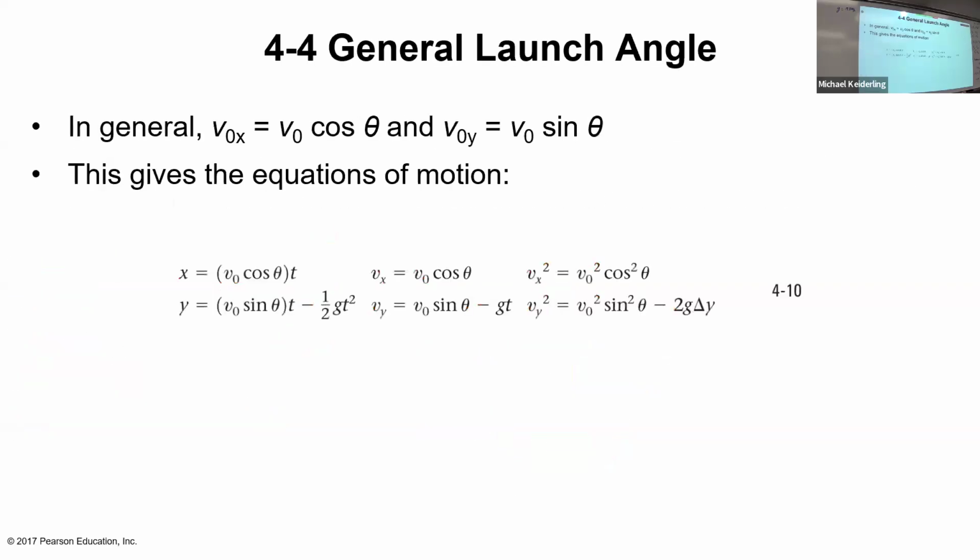Okay. So let's move on to a general launch angle. So we did 0 launch angle. For a general launch angle, v naught x will equal v naught cosine theta, and v naught y will equal v naught sine theta. So you get these equations of motion.